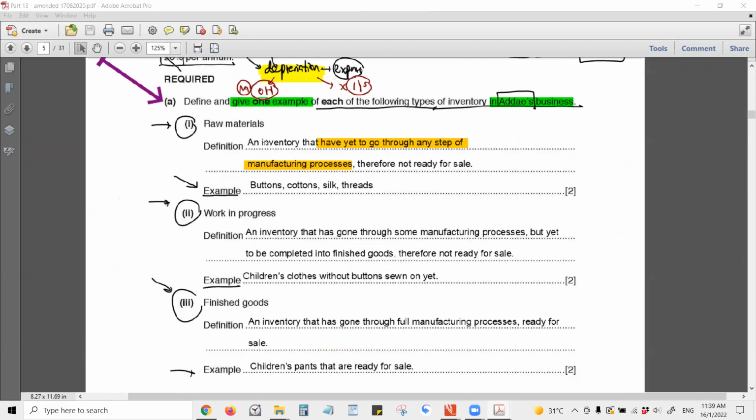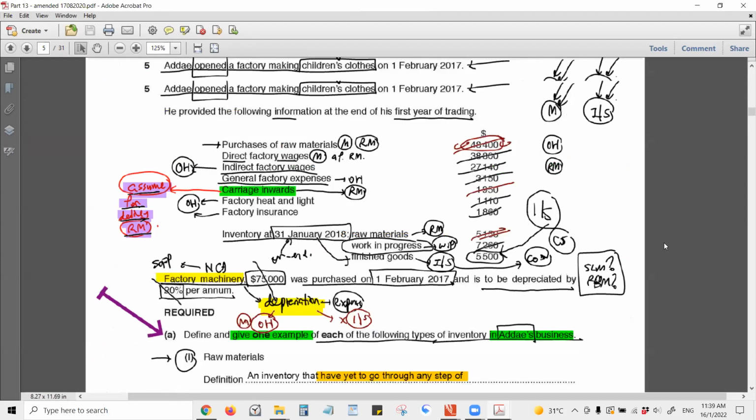If you want to see the definition, yeah, half. You have done it halfway. Okay, you see, an inventory that has gone through some manufacturing processes, but yet to be completed into finished goods, therefore not ready for sale. Okay.